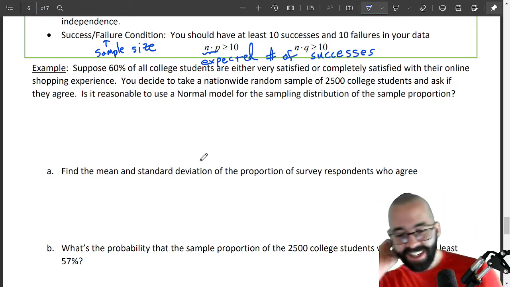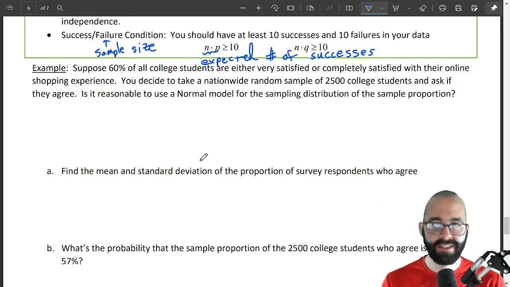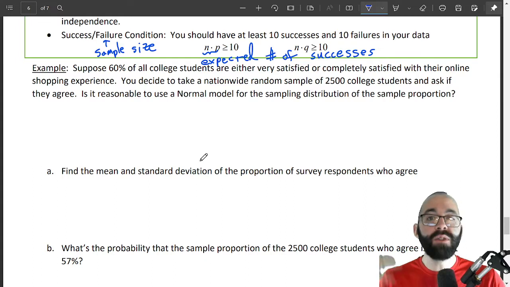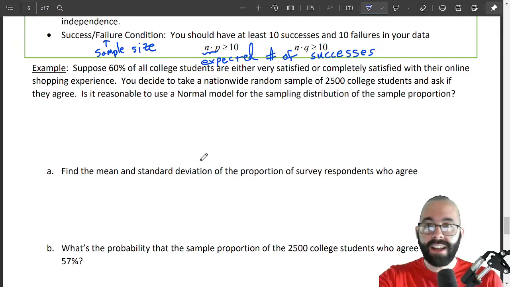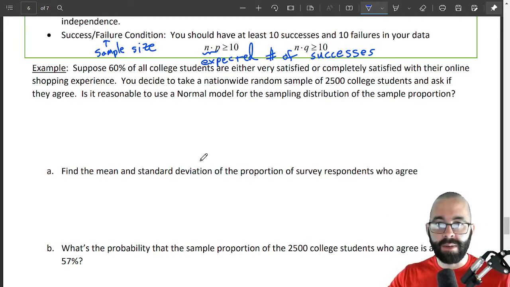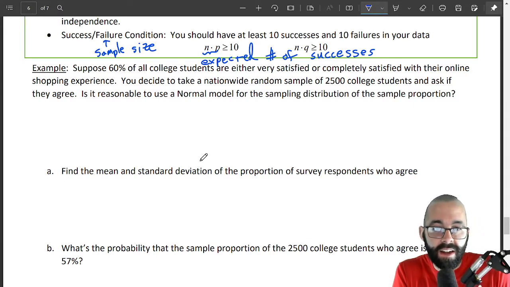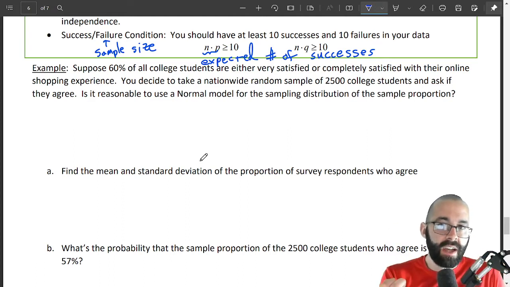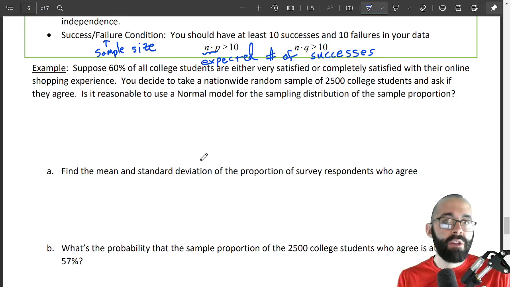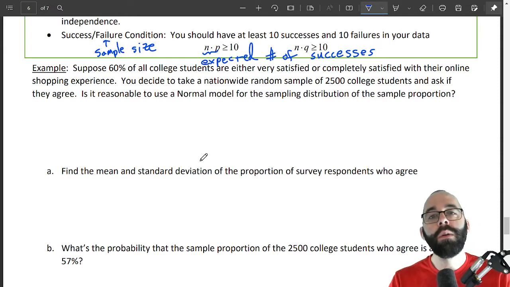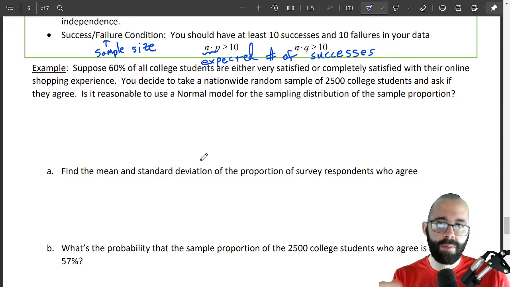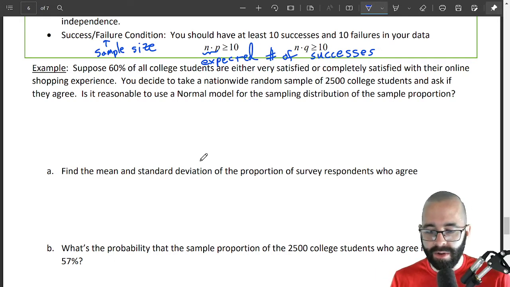Anyway, suppose 60% of all college students are satisfied with their online shopping experience. How satisfied are you? That is the question that we're asking people. Very satisfied is an option. Completely satisfied is an option. This is a categorical variable. This is categorical data. This is qualitative data. Okay? We can't take an average here, but we're going to count the proportion. What proportion of these people are answering very satisfied or completely satisfied? That's the distinction between proportions and means, numerical and categorical data.